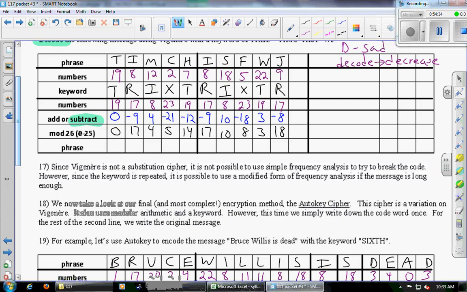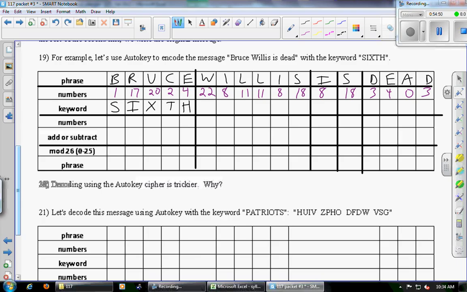Okay, so here's the big change. The table looks exactly the same for Vigenère up above as it does for autokey here, but here's the change. What's the keyword? Sixth. We're going to put that in the keyword spot once. If we were doing Vigenère, what would I write next? Sixth. You just keep writing sixth. This is where it changes. The key is going to change.